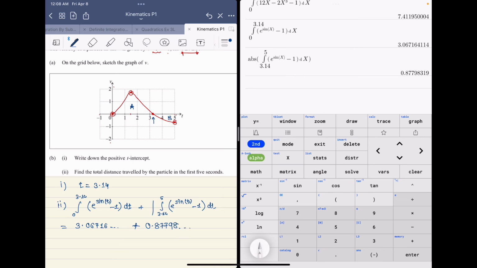If you don't use the absolute function, you will get this answer as negative. Then you write down the absolute value, the modulus of that, as a positive value. But don't use the area as negative. When you add this, finally rounding the answer is 3.95 meters. Thank you.